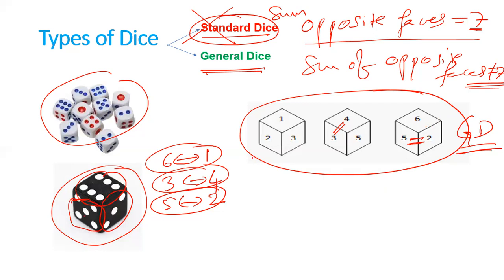Right? Is it clear? First of all, what is standard dice and general dice? Standard dice is nothing but the standard one in which the sum of opposite faces is 7, the one which we see in day-to-day life. Whereas in general dice, the sum of opposite faces is not 7.